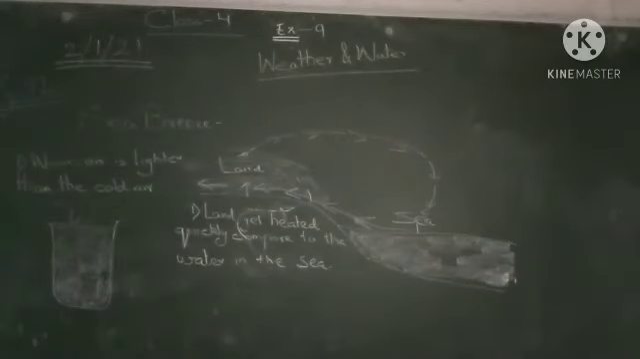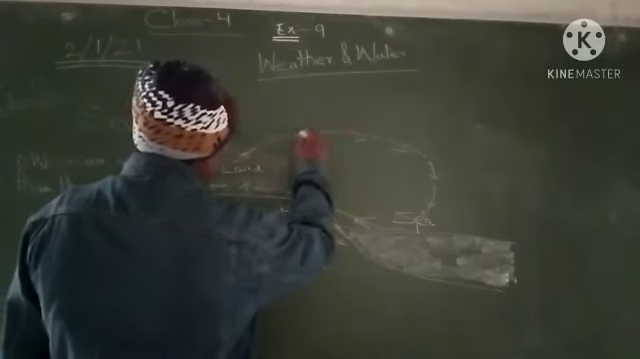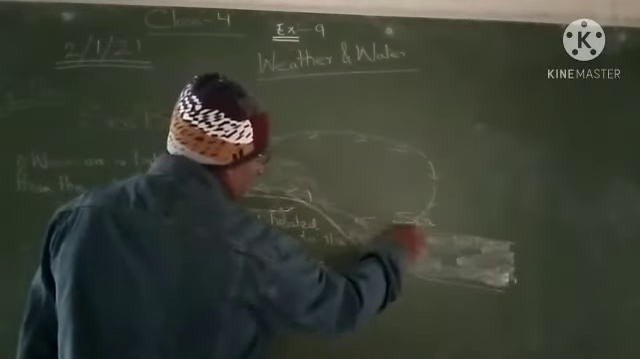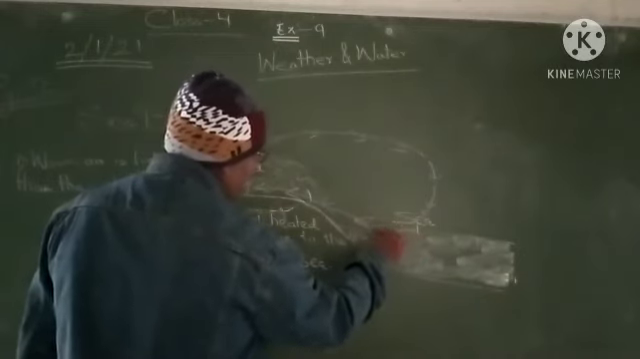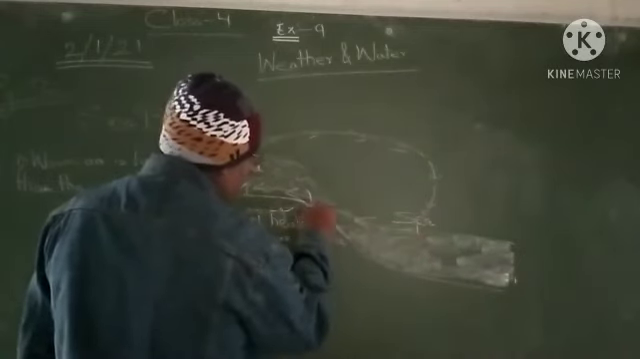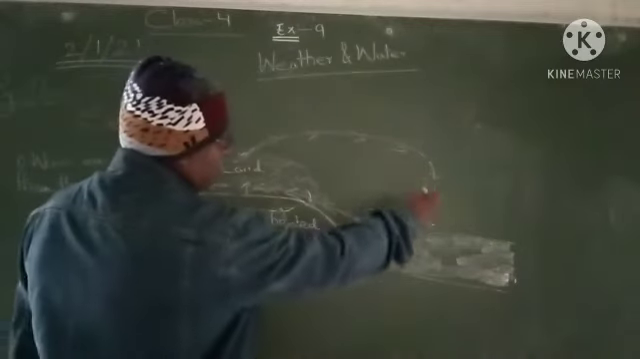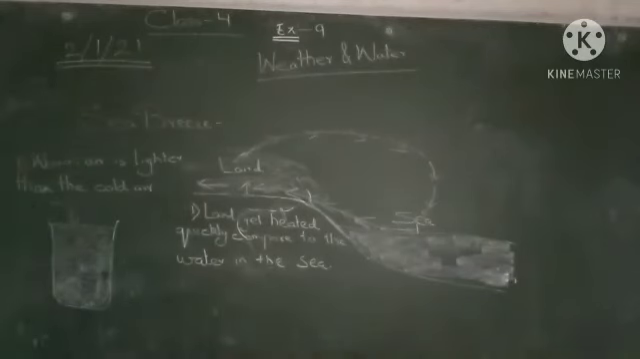Okay, so always keep in mind that the land gets heated faster compared to the water in the sea, and when the land gets heated, the air above the land also becomes warm and it becomes lighter, and gradually what happens, the air which is heavier because of its low temperature flows towards the land and occupies the space of the warm air, and the warm air gradually moves towards the sea. This is how it works.